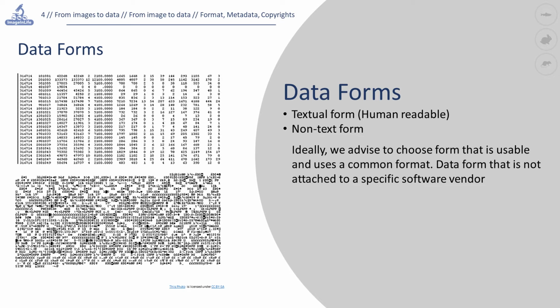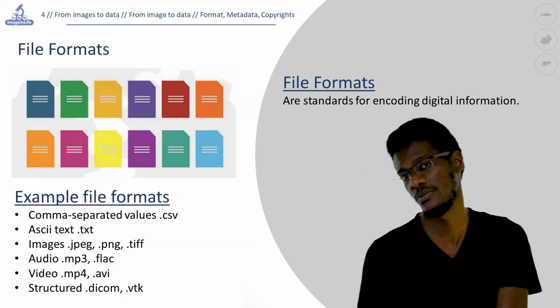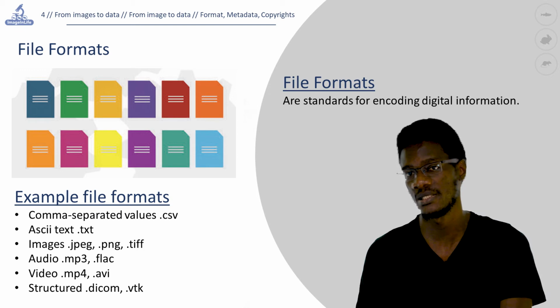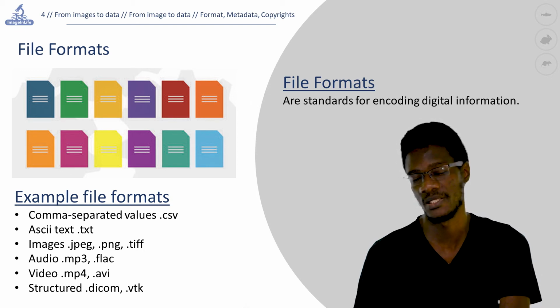In this part, we shall discuss forms of data. Each of the data types we have discussed before can exist in several forms. These forms are usually in the form of text data, which are human readable, or in the form of non-text data, which is binary form and cannot be read by humans, but readable by machines. Ideally, we advise to choose a form that is usable and in a common format, not tied to a specific software vendor. Now we'll go to discussing what are file formats and what are the best formats to use for our data.